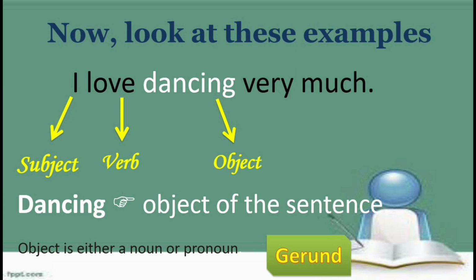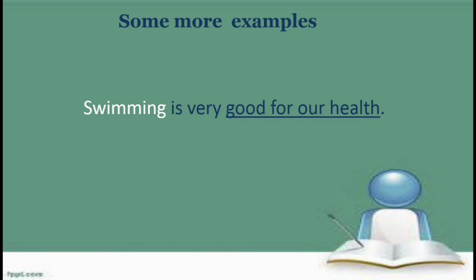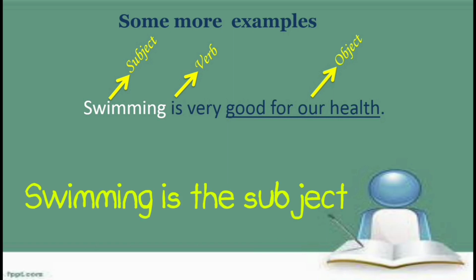Look at some more examples. Swimming is very good for our health. In this sentence, swimming is the subject, is the verb, and very good for our health comes in the object's place. So here, swimming is the subject of the sentence.